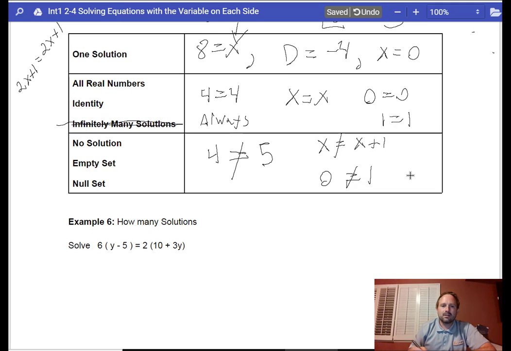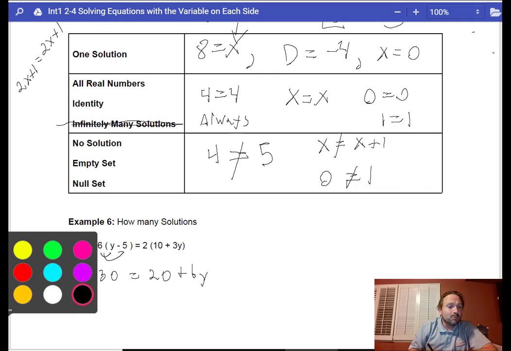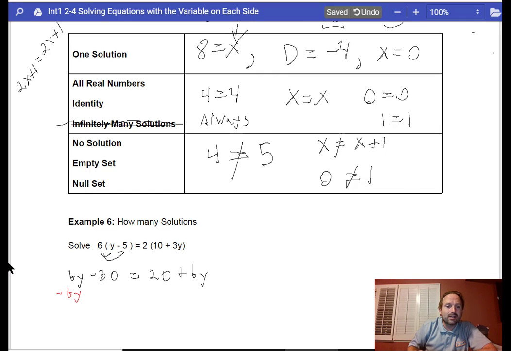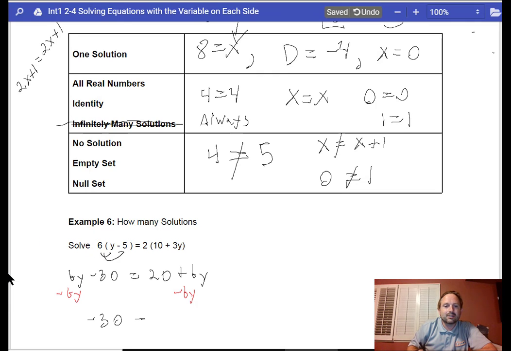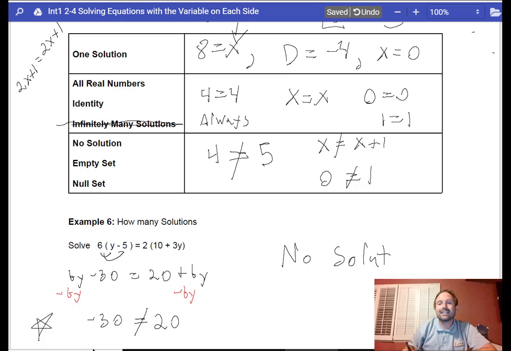Well, let's solve it. If I multiply by 6 and distribute, I would get 6y minus 30. Distributing this, I would get 20 plus 6y. Now, if we move the smallest variable and subtract 6y on both sides, we would be left with negative 30 is equal to 20. So when does $20 equal negative $30? Never. It's never true. So this would be an example of no solution or an empty set.